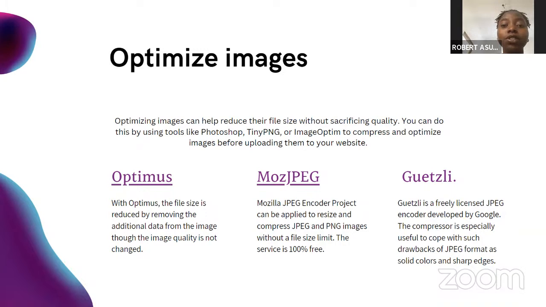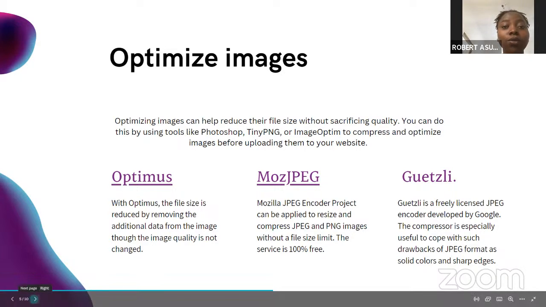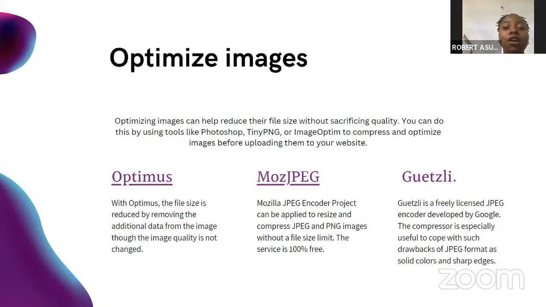Now, if you don't use Photoshop and TinyPNG, you can go ahead and use the ones I listed down here, which is ImageOptim. With ImageOptim, the file size is reduced by removing the additional data from the image. When an image is taken, usually several pieces of data are attached to it, like the date, other information like the image size, and also the location where the image was taken. With ImageOptim, all those unnecessary pieces of information are taken out, and all you have is the image on your site, which is actually the most important thing you want appearing on your site.